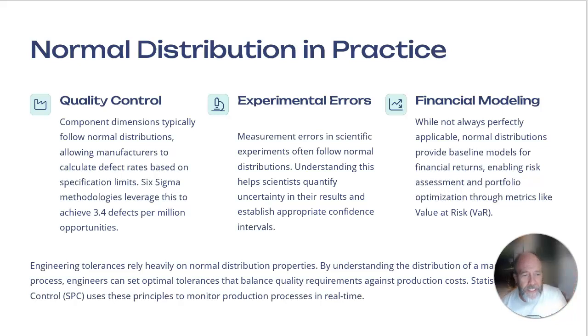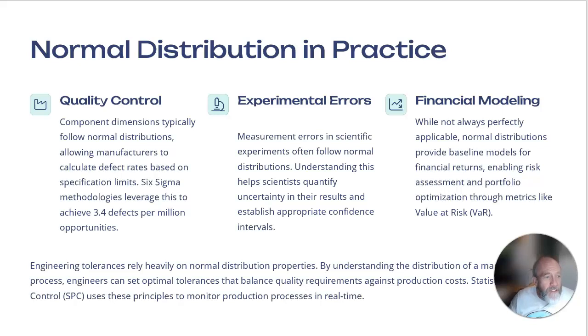Now, you have probably heard of 6 sigma. Read this on the left-hand side. Okay, 6 sigma methodologies leverage this to achieve 3.4 defects per million opportunities. Well, what are they saying? Well, they're saying that there's 6 standard deviations away from the mean and that they're on the good side, that there's very, very few defects.